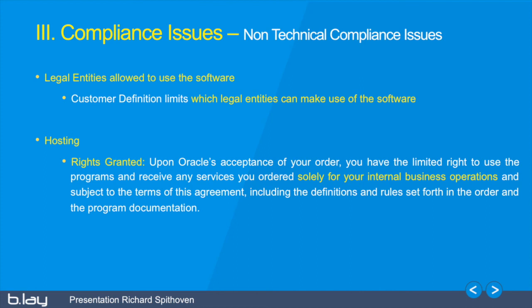Now then, to conclude the most common compliance issues seen, there are some non-technical issues that we see happening quite a lot over the last period of time. First of all, a lot of end users are not aware of the fact that the software that is being obtained from Oracle is at all times restricted to a number of legal entities that are allowed to make use of the software. And those legal entities are defined typically in the so-called customer definition of your license agreement. And every single legal entity that is defined in that customer definition is allowed to make use of the software. By definition, it therefore also means that if a legal entity is not specified in the customer definition, then such legal entity is not allowed to make use of the software.